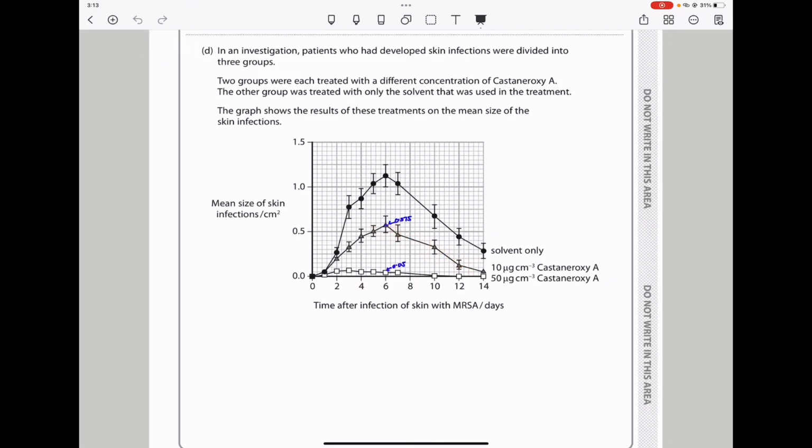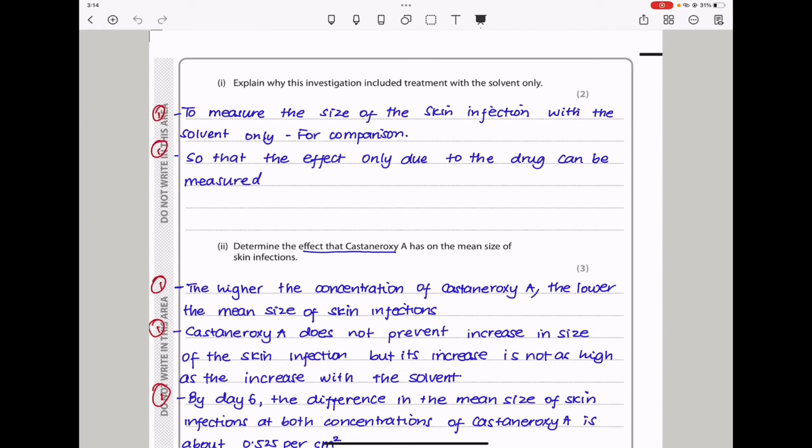than the lower concentration. So here they say, explain why this investigation included treatment with the solvent only. The one for the solvent only is for comparison so that we can know that the observed effects are solely due to the drug that has been used. So I say to measure the size of the skin infection with the solvent only, meaning for comparison, so that the effect only due to the drug can be measured.